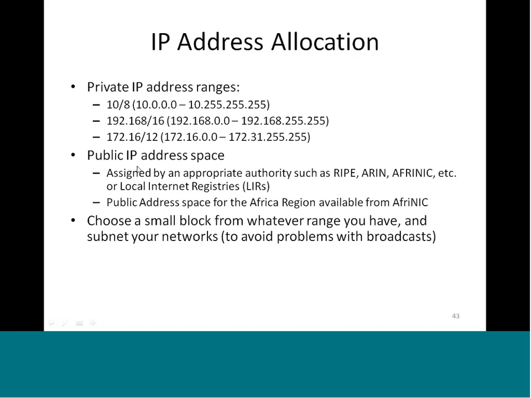But the public address space is mostly assigned by many authorities. Some of these authorities are RIPE, ARIN, AFRINIC, etc. Or there are local internet registries, also known as LIRs. In the United States, there are several companies which allocate these addresses. Right now even new companies have started allocating these addresses. Essentially your provider has taken a block of addresses from one of these authorities, and then they start allocating it to their customers as well.